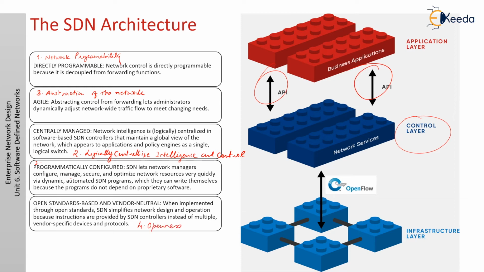So open is standard based and vendor neutral. When implemented through open standards, SDN simplifies network design and operation because instructions are provided by SDN controllers instead of multiple vendor-specific devices and protocols. And this openness in SDN architecture ushers in a new era of openness, enabling multi-vendor interoperability as well as fostering a vendor neutral ecosystem. Openness comes from the SDN approach itself.